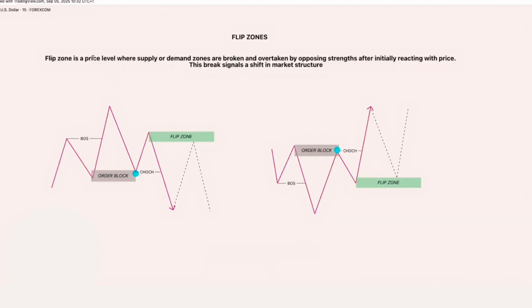What does it mean? So from what we have here, flip zones are a price level where supply or demand zones are broken and overtaken by opposing strengths after initially reacting with price. The break signals a shift in market structure, so pay attention so that you understand the difference between flips and breaker blocks. Now, from your illustration, you can see that this is a bullish example.